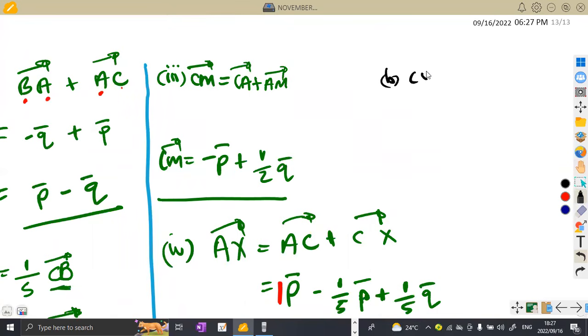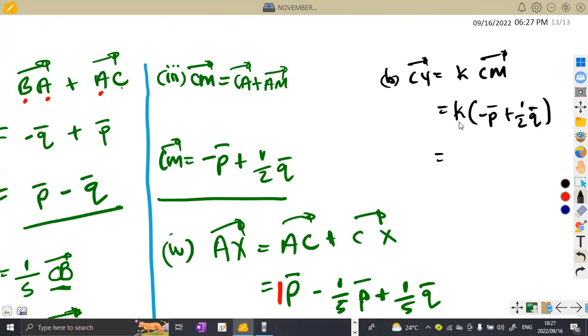All right, so this is item B. So we are given that CY is equal to KCM, and we calculated CM, which is this one. So we're going to multiply by K, which is the scalar. So our CM is negative P plus half of Q. So if we multiply this, it's going to be K times minus P, which is minus KP, K times half of Q, which is half of KQ. So that's what you're going to have. And if you're multiplying your vector, you start by the scalar, then followed by the vector. So this is your answer in terms of P. So it was simply multiplying by K, then you are done, just like that.